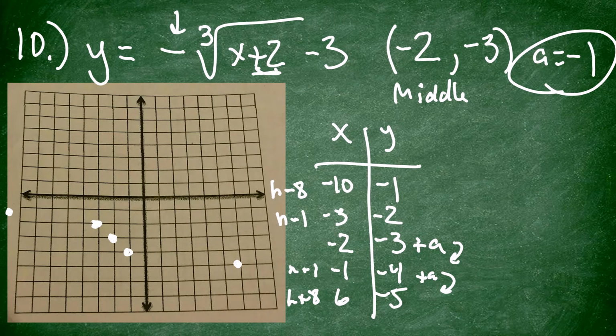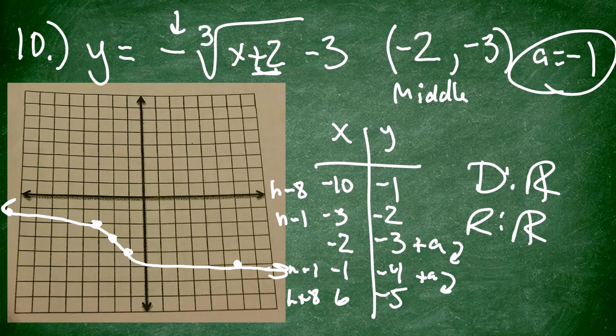So it's pretty close there. Remember, domain and range is really easy with cube roots. It's automatically all the real numbers. Doesn't matter what h and k is. And that's it for number 10.